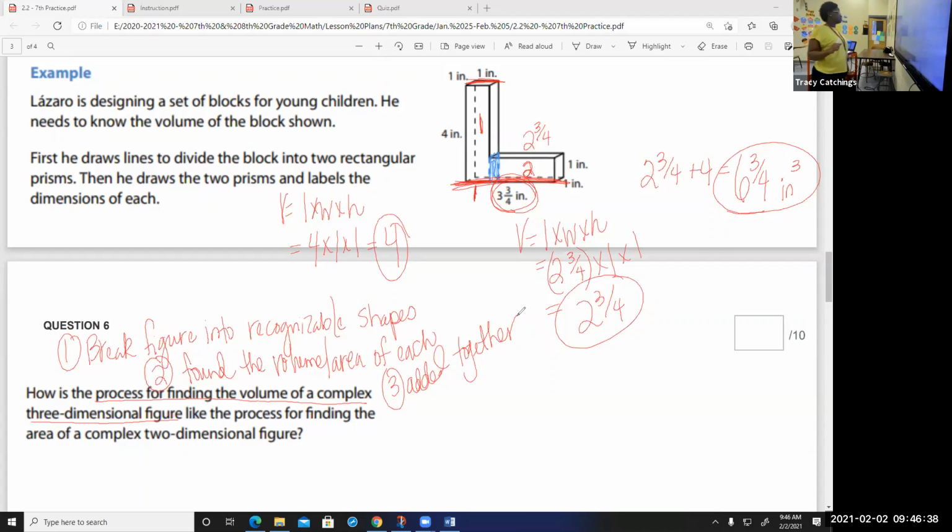Writing questions aren't hard. Just tell us exactly what we're doing. It doesn't have to be word for word. Off the top of your head, how have you been finding the volume? And if you can't tell us that, that's an issue. Any questions about it?